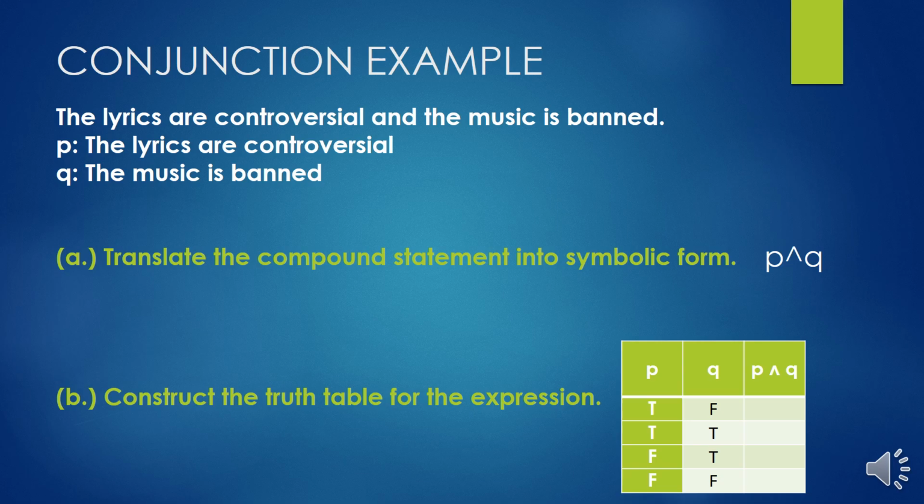Now we need to use the rule that we learned to construct or to fill in the P and Q column. Now the rule said that it's false unless both are true. Alright, so the only one that's true is the one where it's true, true. The rest of them are false. So it's false unless both are true. Now you have your completed table.